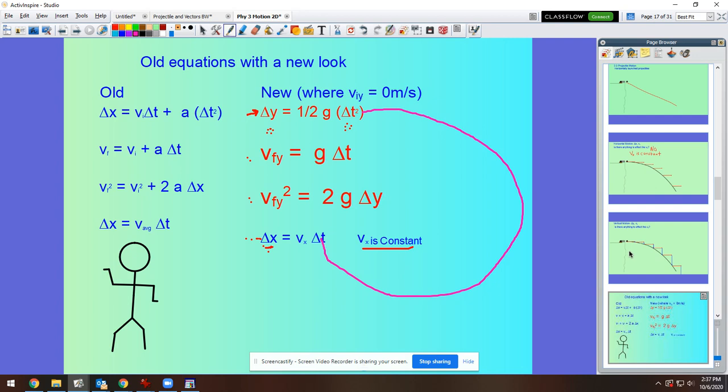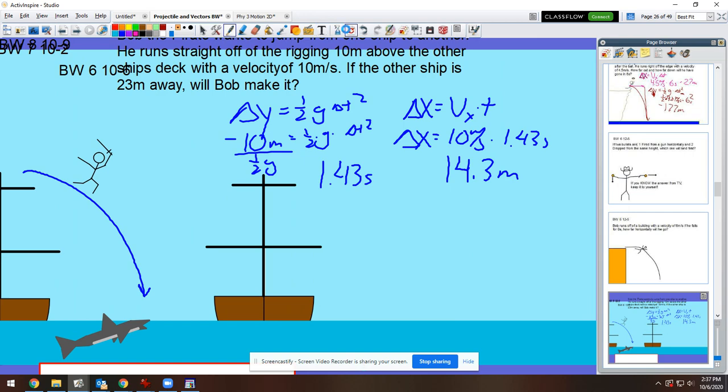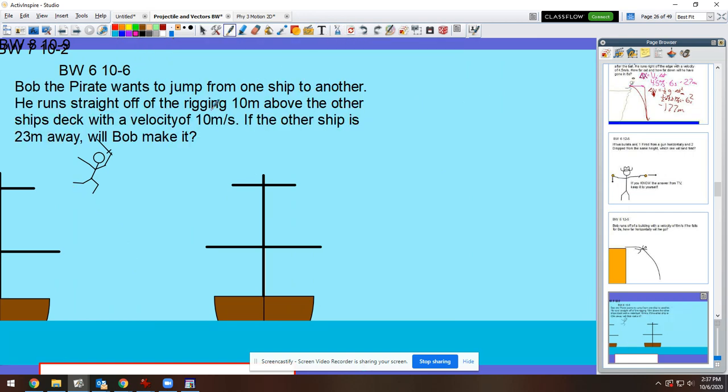Want to do a little sample? Let's do a little sample. I got a sample here. We use this in the bell work today in class, and Bob goes jumping off the ship. Now I tell you that Bob's 10 meters above the water, or above the deck of the other ship, and he runs sideways at 10 meters per second. Will he go 23 meters? So we don't want to use 23 meters in that calculation. We want to calculate how far he will go and check it with 23 meters.